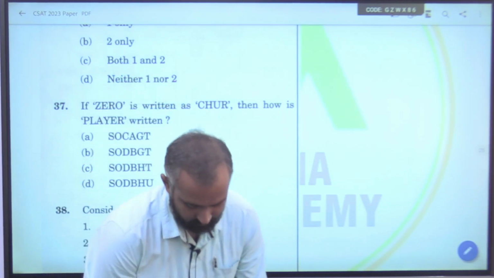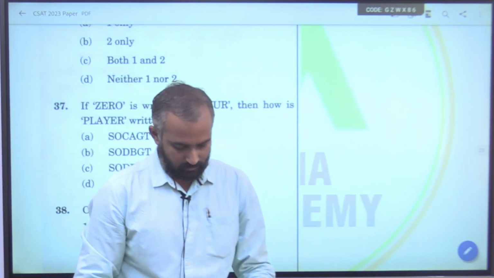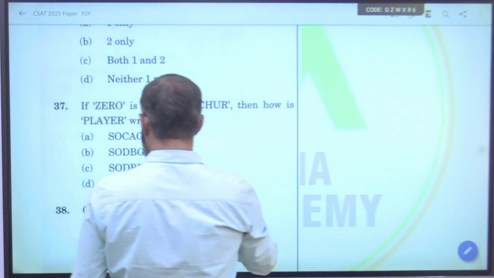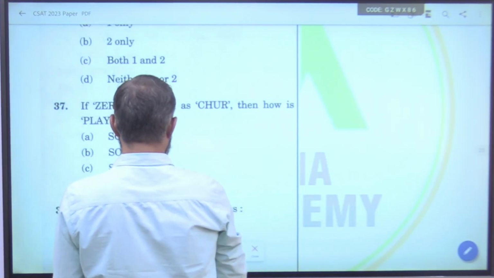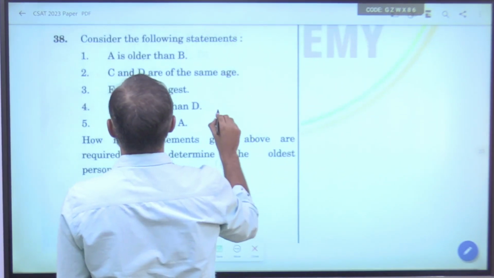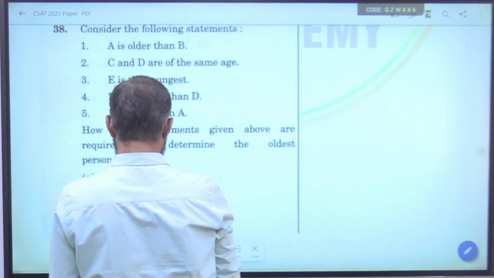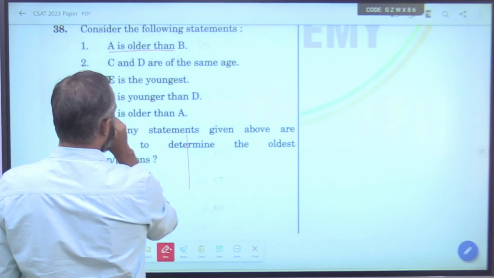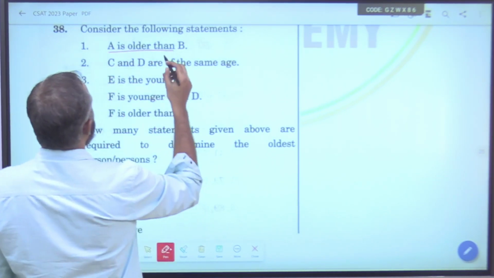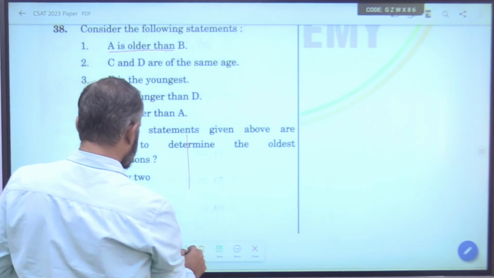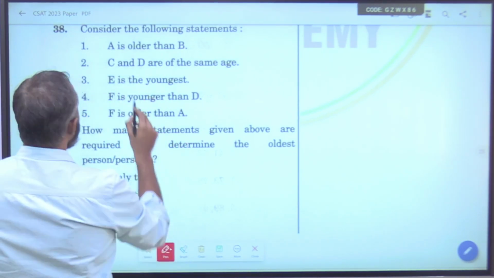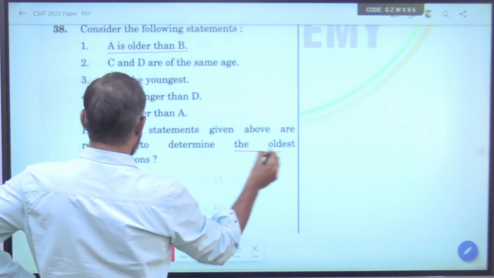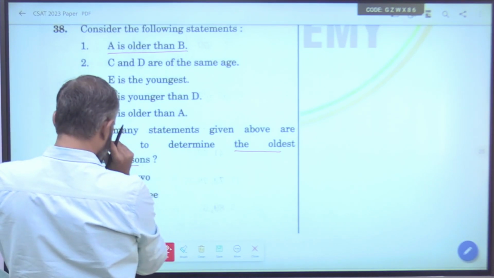Next one is 38. Okay. Consider the following statements. A is older than B. Okay, he has given us some statements. And how many statements above are required to determine the oldest person or persons.